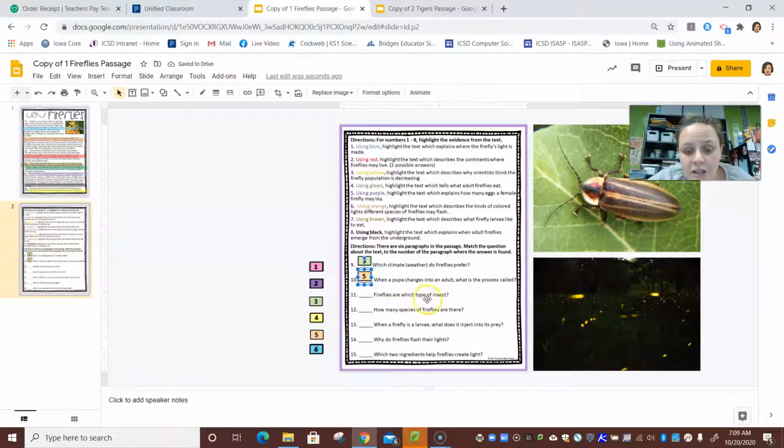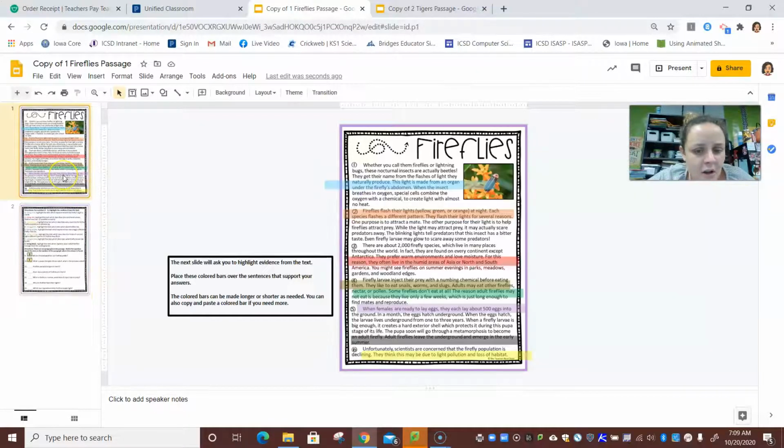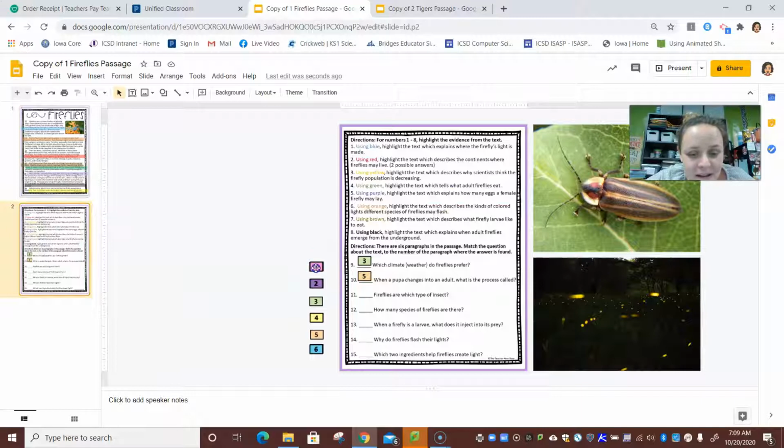Fireflies are which type of insect? I don't remember that. I'm going to have to go back and look here. Which type of insect? Oh yeah, they're actually beetles, which was a little shocking to me. That's right away in paragraph 1.